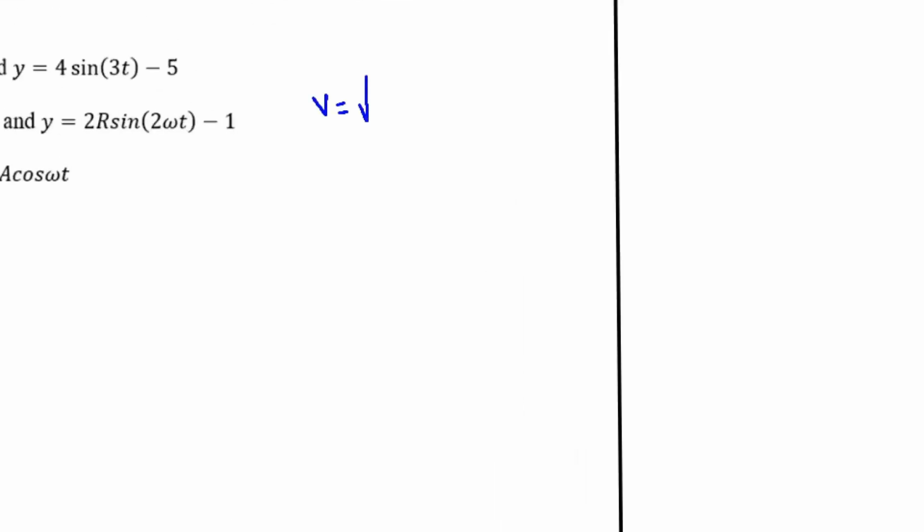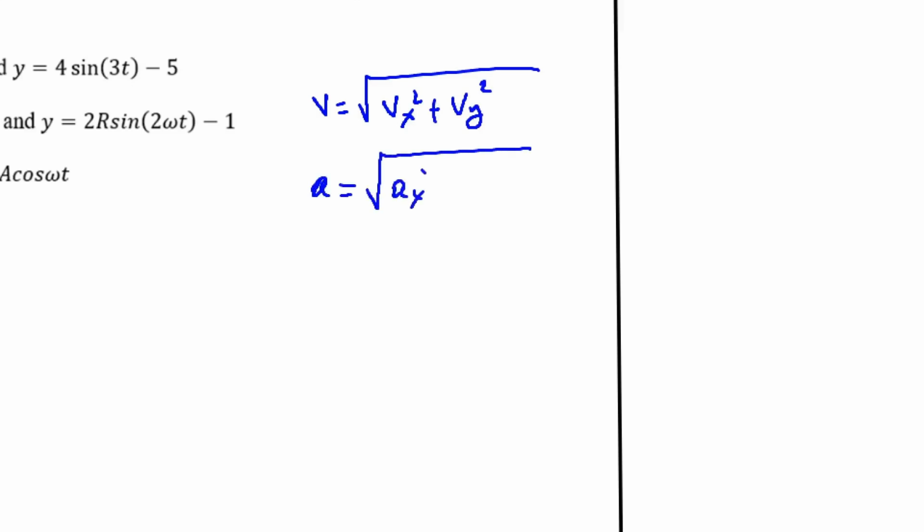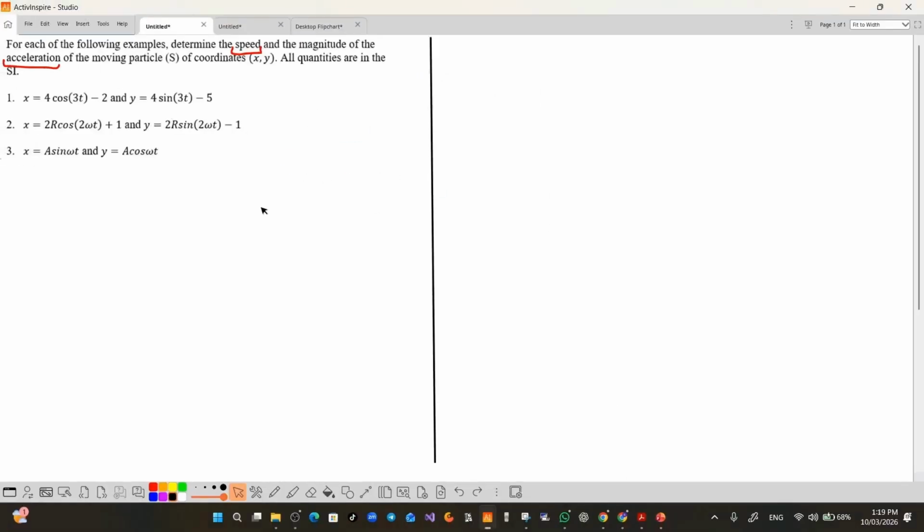So the speed is the square root of Vx squared plus Vy squared, and the magnitude of the acceleration is... now what do we have here? We have the position-time equations for x and y. Now we know that to find the speed, we need Vx and Vy, and Vx is the first derivative of x over time. So let's apply the derivative here.